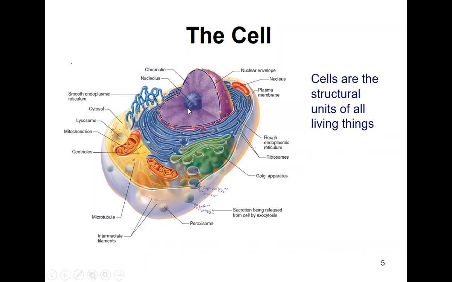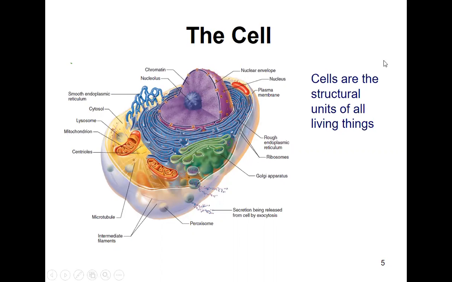Here you can see this is the nucleus. This is called the nucleolus. Within the nucleus there is chromatin and chromosomes. Then it has the nuclear envelope. Then we have the rough endoplasmic reticulum, and the smooth endoplasmic reticulum here. Then we have the Golgi bodies, the mitochondria, the cell membrane, everything. Together this is called the cell.